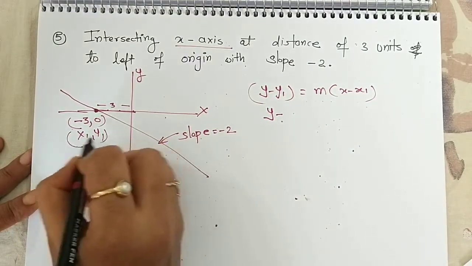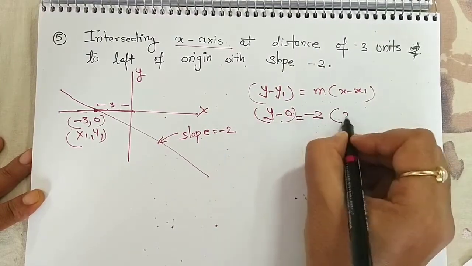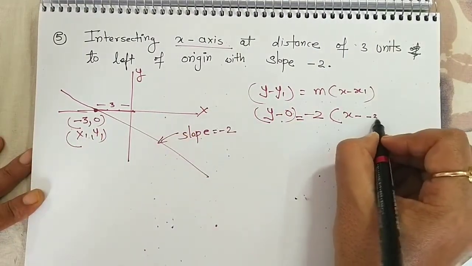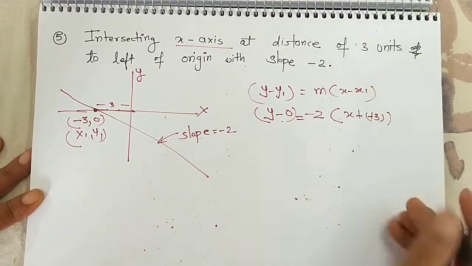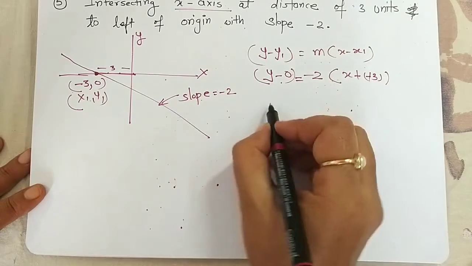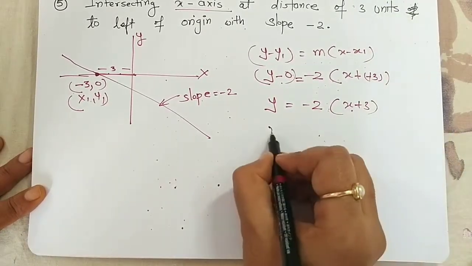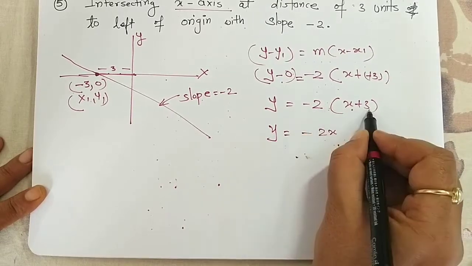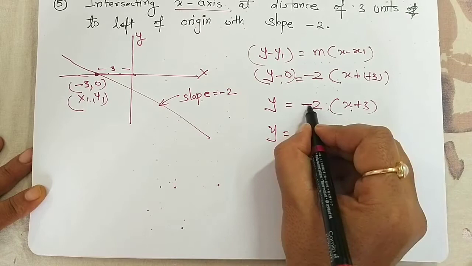So this is my x1 and y1. So y1 is, guys, 0. m is minus 2. And x minus x1 is x minus of minus 3. Okay. So this minus and minus will become plus. So what will be my equation? y is equal to minus 2x plus 3. Wait, y is equal to minus 2x minus 6. Don't forget this minus sign.